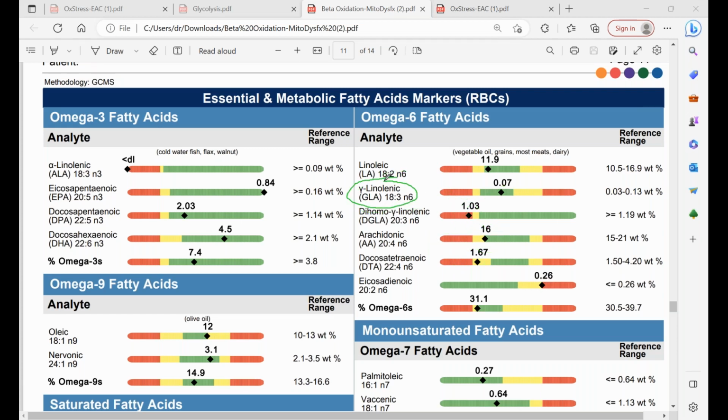GLA would be the prescription, 250 milligrams twice a day. That'll start to feed these ones down here. And then over here, flaxseed oil or flaxseed to get the ALA back up. But remember, this person has a more important problem. They have very high lipid peroxides.